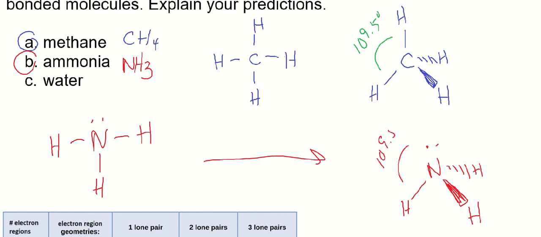But because this is a lone pair, lone pairs repel bonding pairs. Let me do this in a different color. Lone pairs repel bonding pairs more than bonding pairs repel other bonding pairs. So there's more of a repulsion there. The bond angle here is less than 109 degrees.